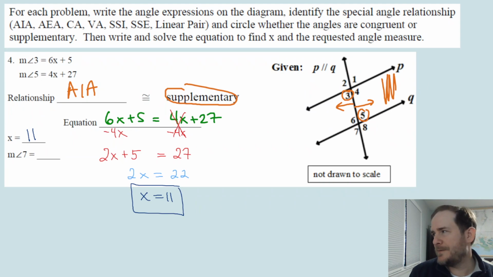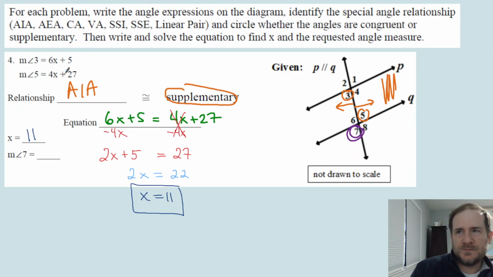So that's not so bad. Now they want you to find the measure of angle 7. So here's 7, and you could go either way with this. 7 is vertical angles with 5, so 7 equals 5. But 7 is corresponding angles with 3, so 7 could equal 3. So really just look at these expressions and pick the one that looks easier. I'm kind of partial to the 6x plus 5, I guess.